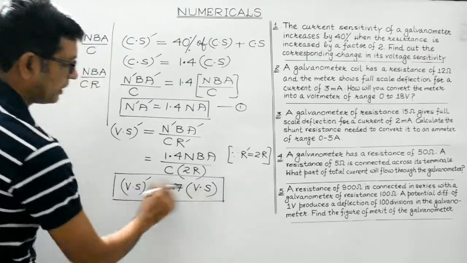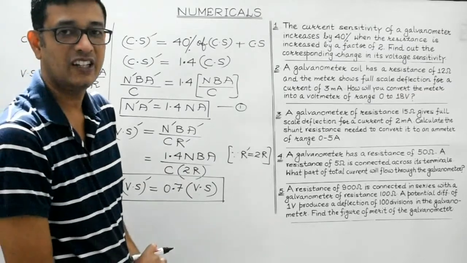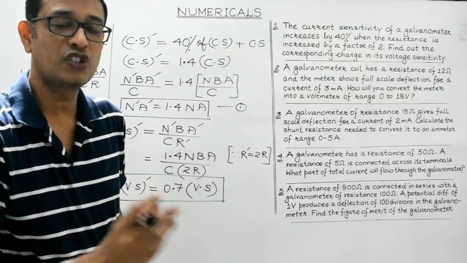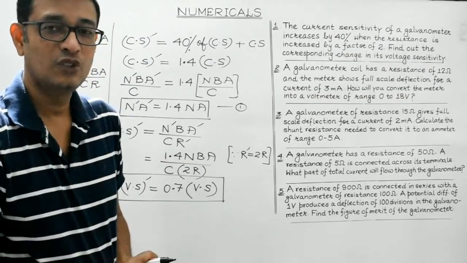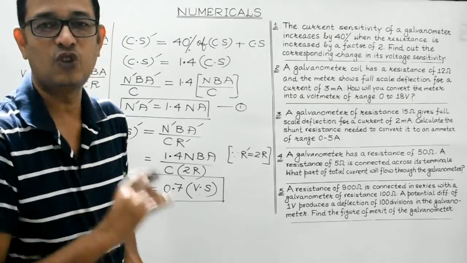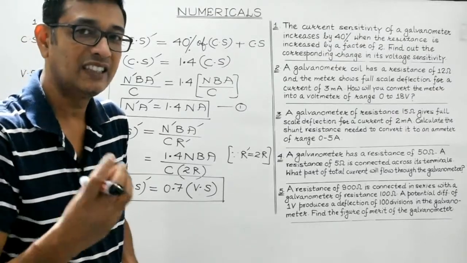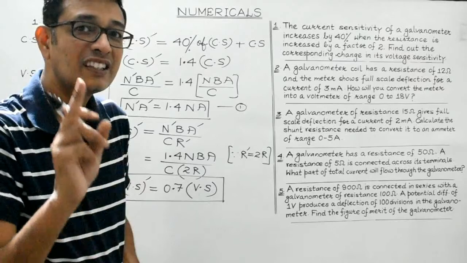Now we need to interpret this obtained result, right? New voltage sensitivity is 0.7 times the original voltage sensitivity. So it is 70% of the original voltage sensitivity. Or in other words, students, the voltage sensitivity decreases by 30%.